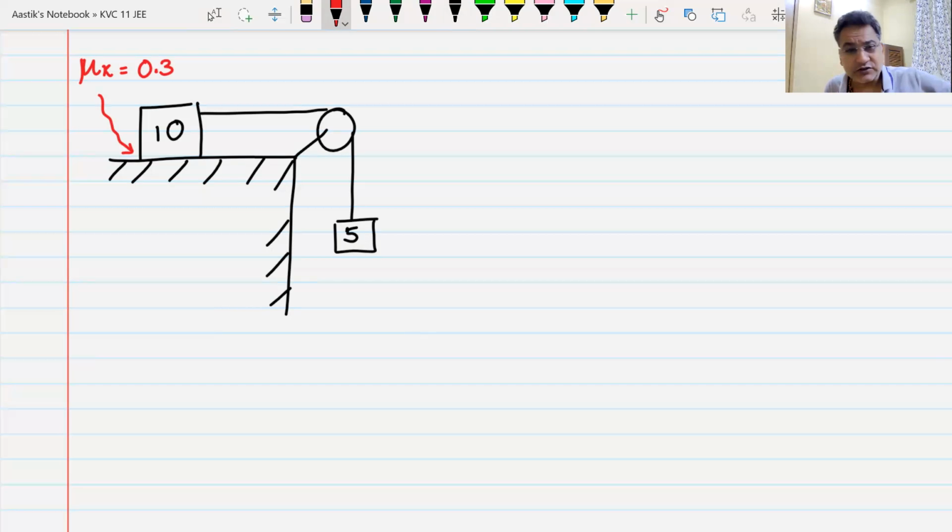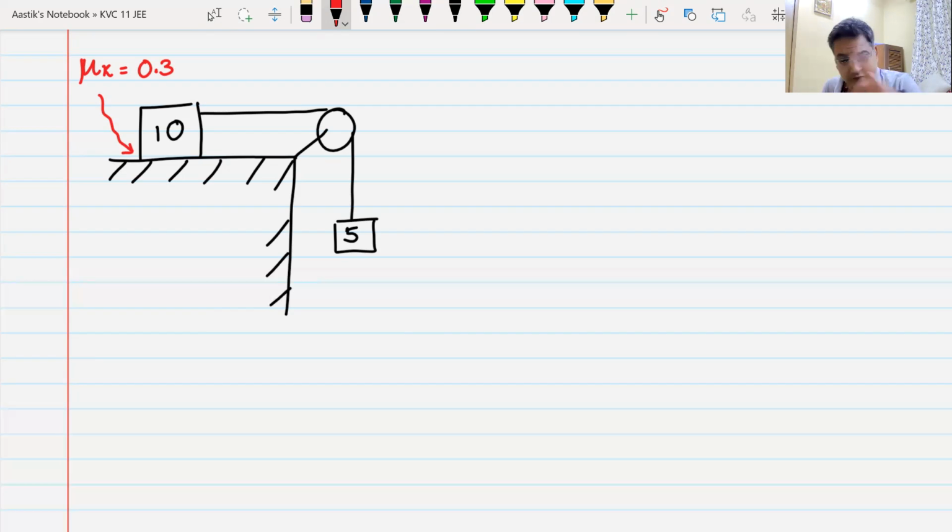We are not going to do many questions on this because we have already done questions on this and we know how to do them. We have done questions where they were not attached with a single string, they were attached with multiple strings. We have done all sorts of permutations and combinations. This is just to tell you what is different when friction comes into the picture. So this is the question. Again, you have to do the same thing. You have to find out what is the acceleration of these blocks.